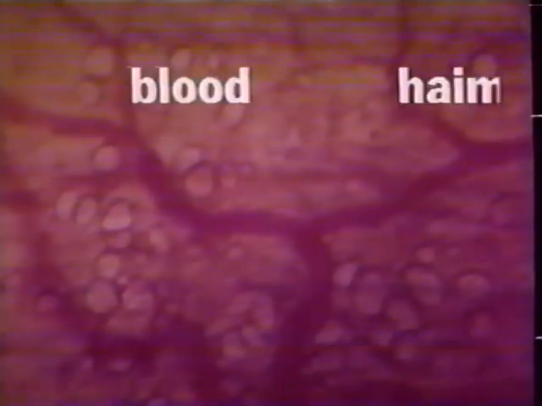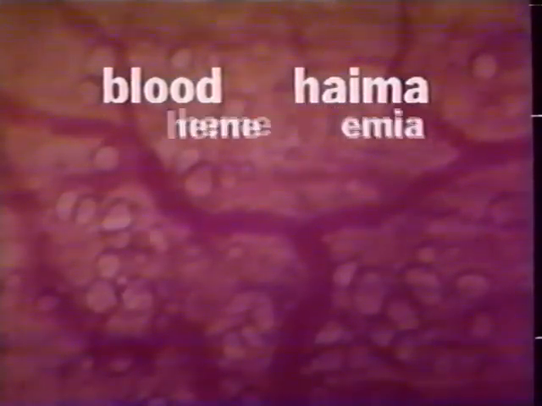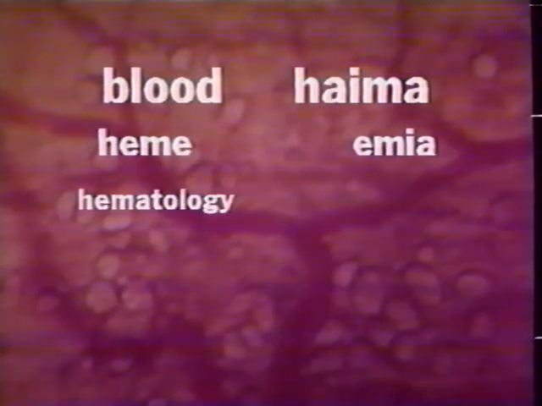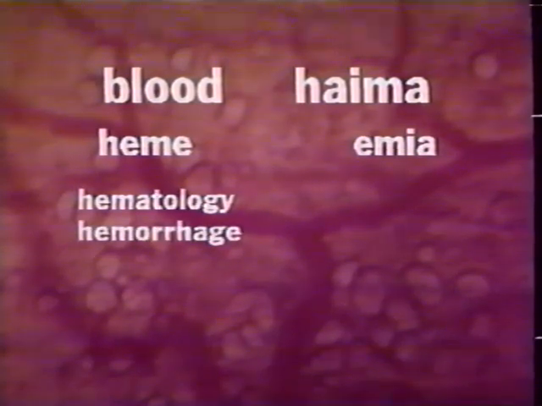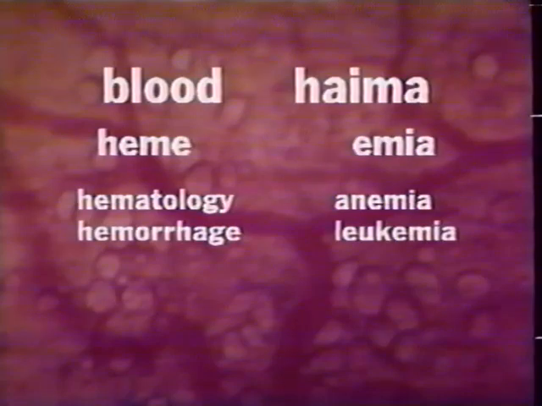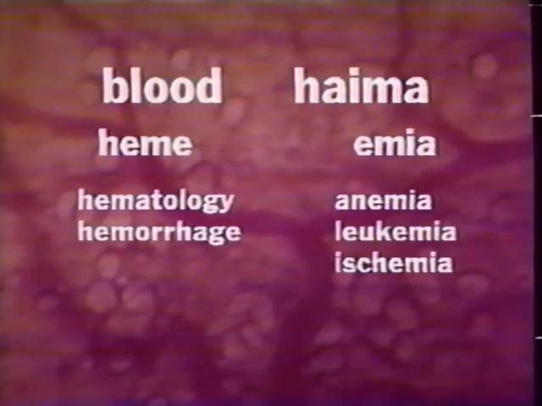Now, blood in Greek is ema. Words with the prefix heme or the suffix emia refer to the blood. For example, the study of blood is called hematology. If a vessel ruptures and bleeds, we call that hemorrhage. If a patient is deficient in blood, we call that anemia, literally meaning without blood. A malignant overgrowth of leukocytes is called leukemia, and ischemia literally means to hold back blood.